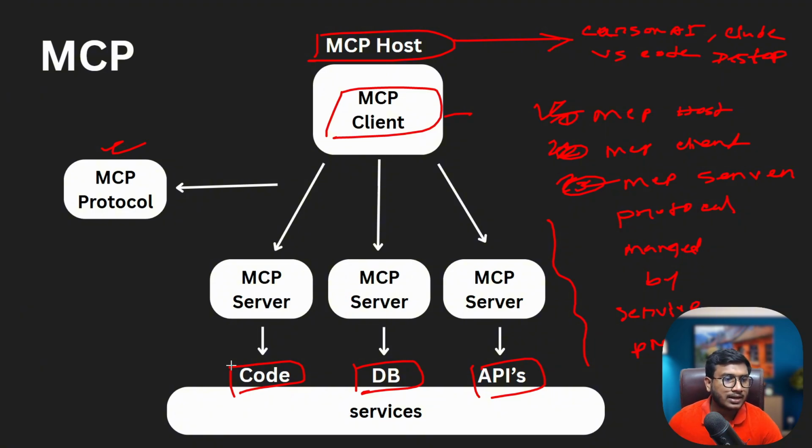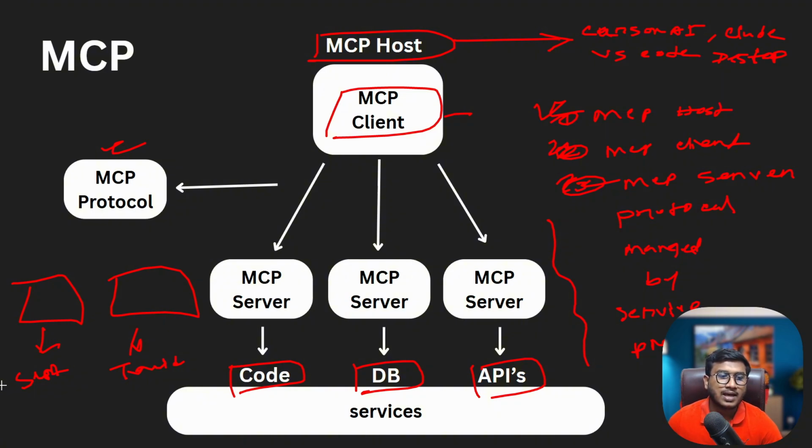That means you can add as many MCP servers as you want, and connect with as many tools as you can. Let's say you are connecting with SARP API, and with Tabili API. Anything you can connect here. That means in just a single configuration, you are connecting with different tools, and this is managed by the service provider.